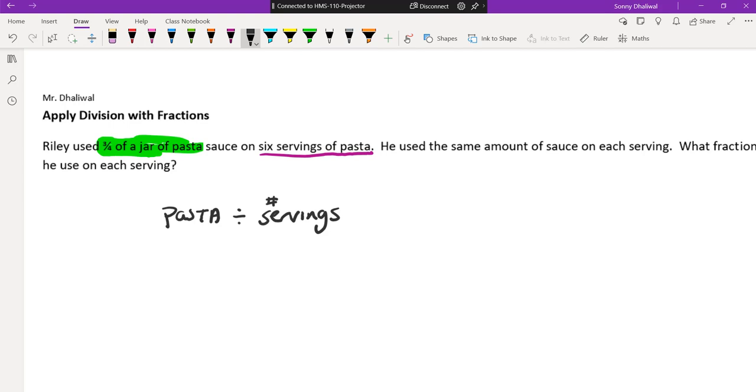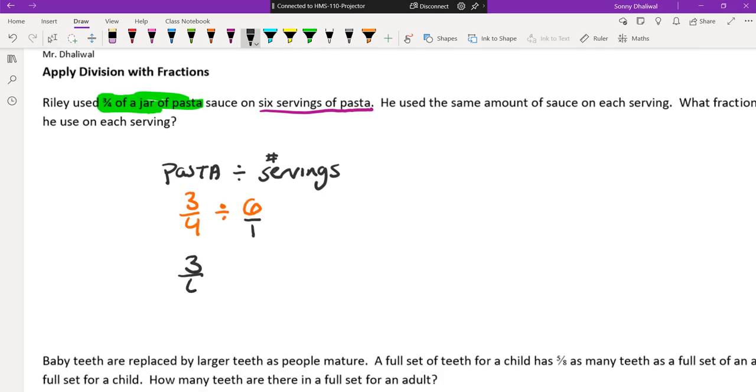In this case, we're just dealing with fractions. So how much pasta do we have? We have 3/4. Pasta sauce. Yeah, your pasta sauce, because pasta would be the noodle. Divided by 6, because we have 6 servings. And Bella recognized right away, that's not a fraction, so we go 6 over 1. Now we flip it. We go 1 over 6. So we go 3/4 times 1 over 6.